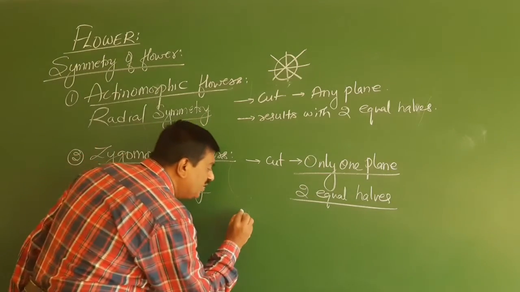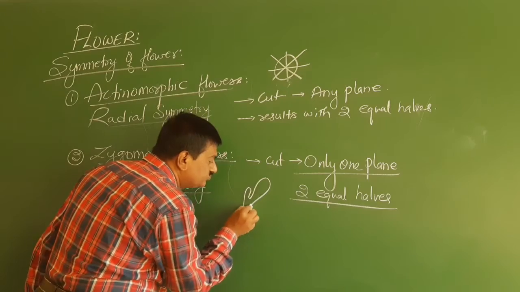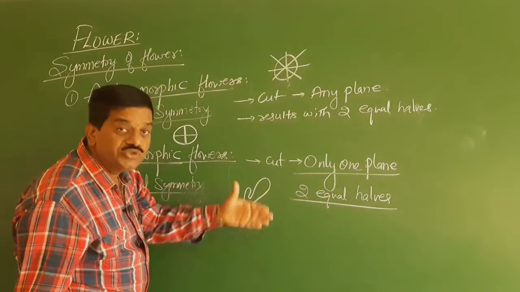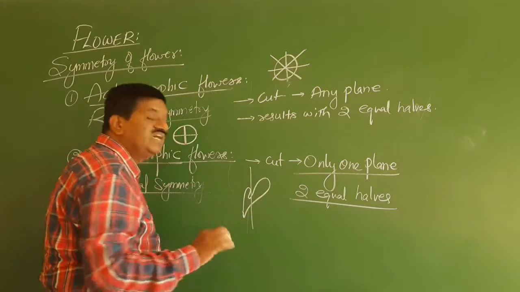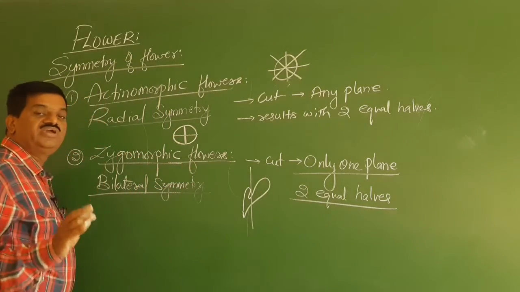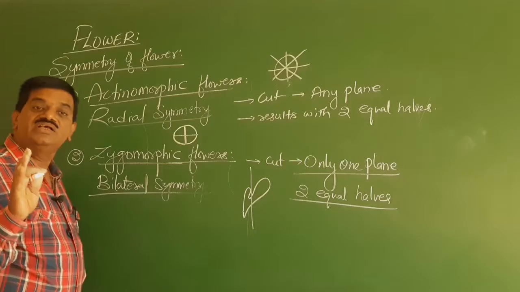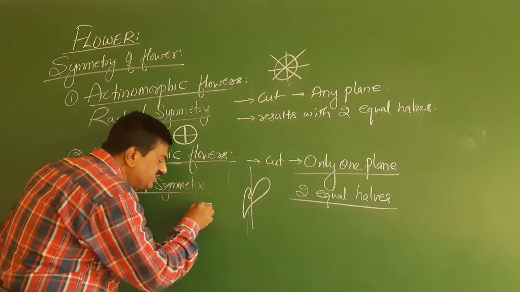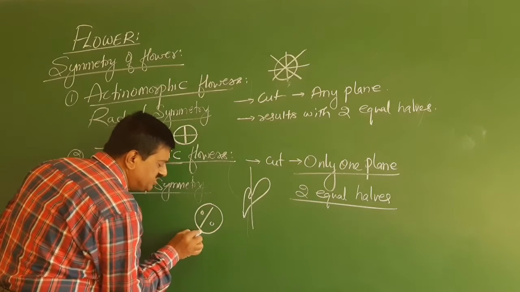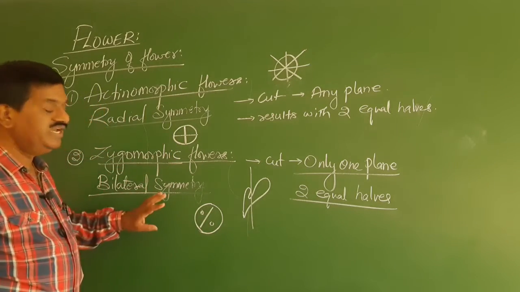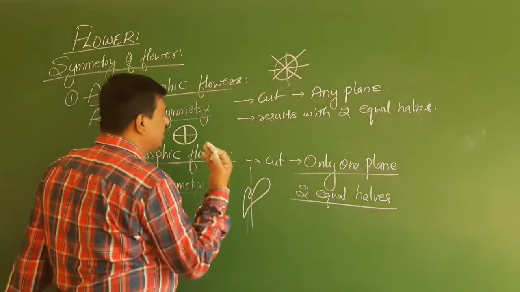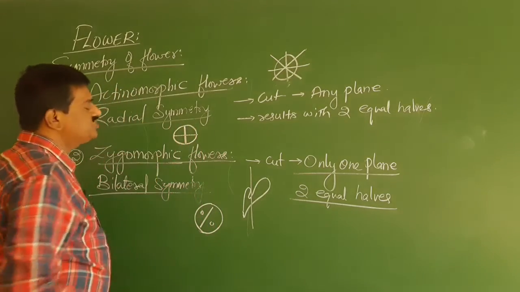For example, when you take a pea flower, when we cut the flower like this, it gives rise to two equal halves. When we cut the flower like this, it never gives rise to two equal halves. Hence it is called zygomorphic, or bilateral symmetry. Bilateral symmetry is represented by a percentage-like symbol. When we write it like this, it indicates bilateral symmetry. This can be noticed in the pea flower and in hibiscus.